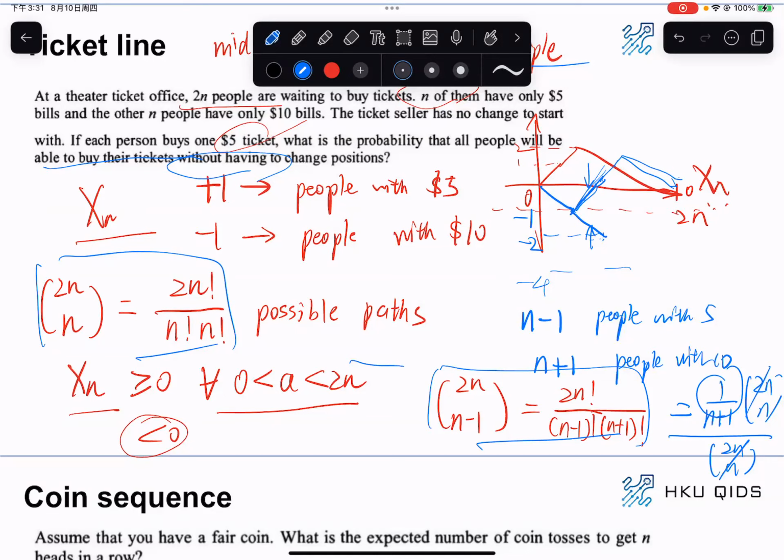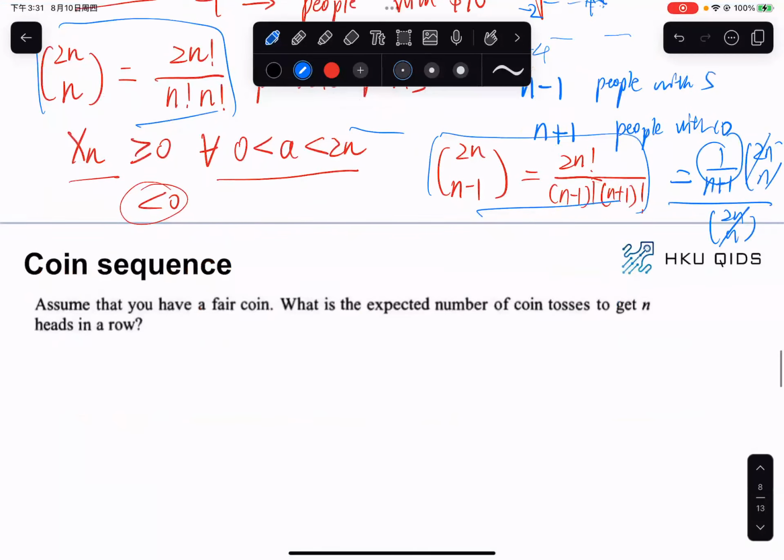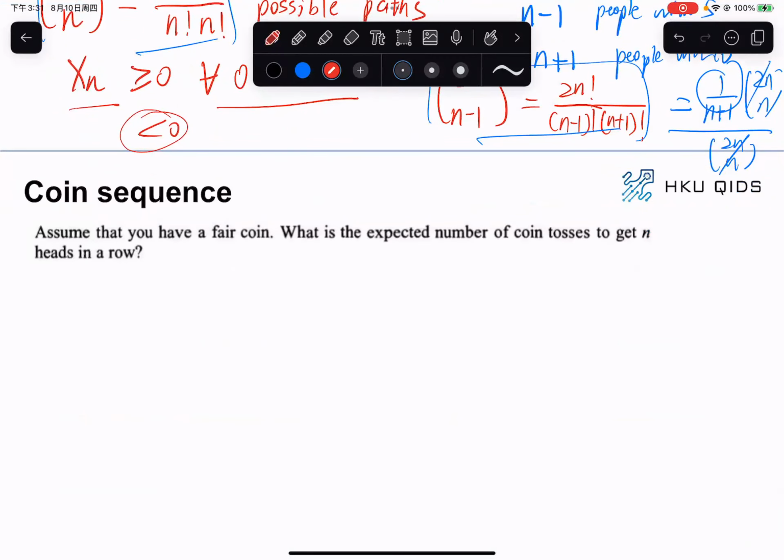Okay, so now let's come to the last question. This question I think is super classic. Assume you have a fair coin. What's the expected number of coin tosses to get n heads in a row? So I think the simplest case, the first solution, is by induction. We just need to give it a try, right?